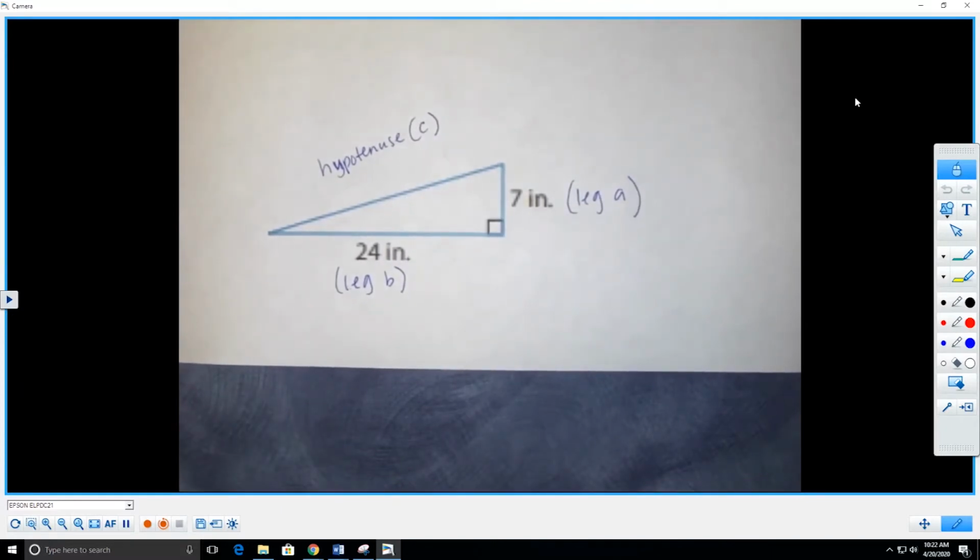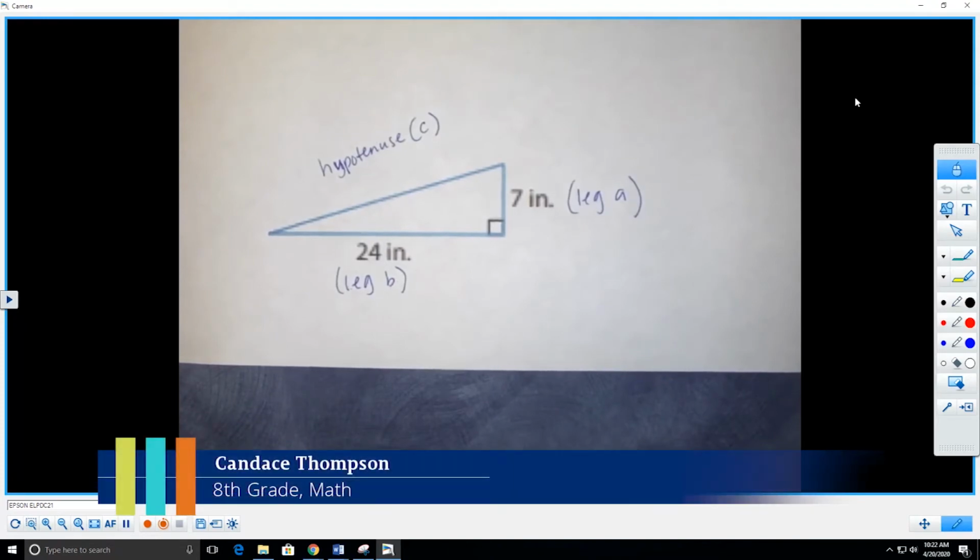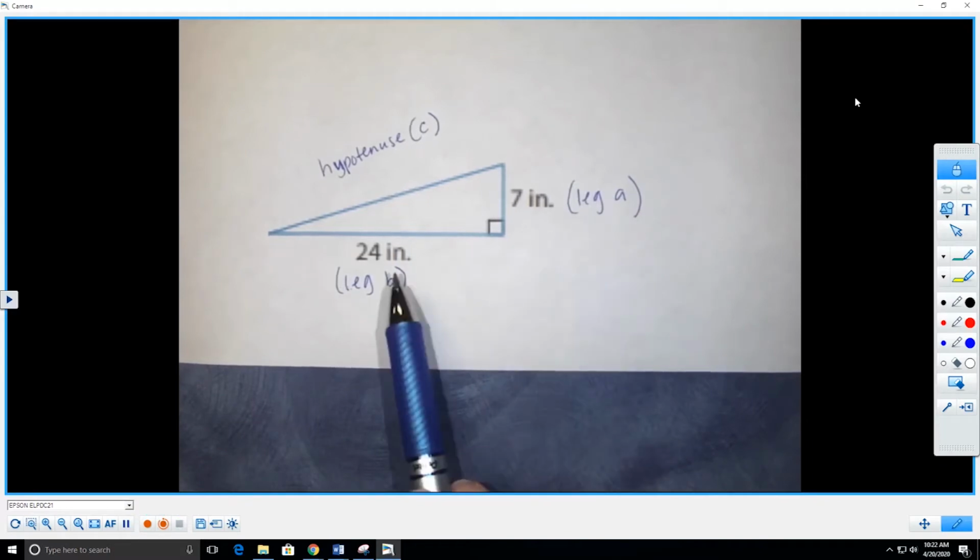What are the other two lengths, 7 and 24? Again, they're leg lengths, leg A and leg B. Does it matter which one is A and which one is B? No, it really doesn't matter. I just labeled this A, I labeled this B, but you could have done that opposite. It doesn't matter because we're adding the squares of the sides, and addition is a commutative operation, meaning we can add in any order. From the order of operations, you will also remember that we multiply first, which is what we are doing when we square numbers.